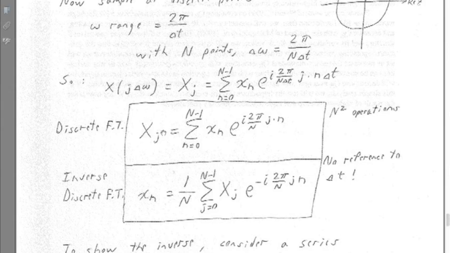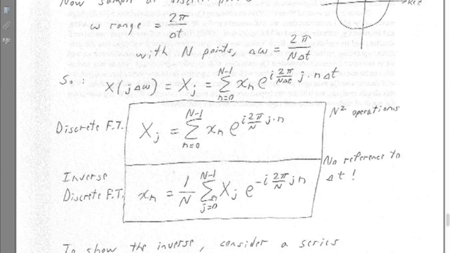It gives us N components in frequency. So X at frequency index j is equal to a summation. This is one complex number, and it's equal to a sum of all the times of x at all times, times this discrete Fourier exponential, e to the i 2 pi over the number of frequency samples, big N, times j times n. And this is, as you might expect, N squared operations.